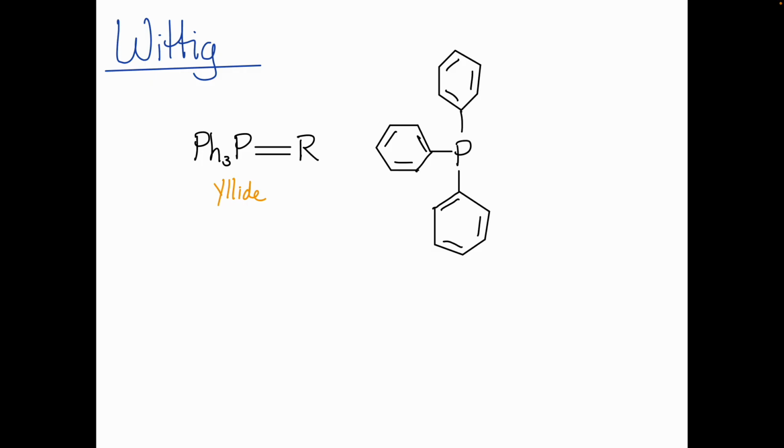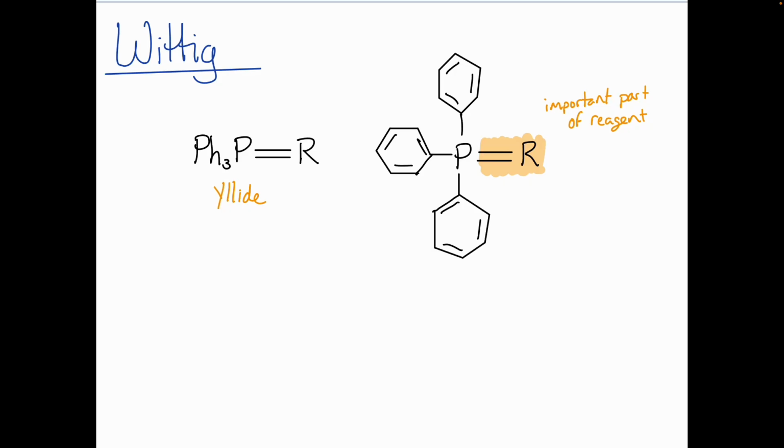Which is pretty interesting, but importantly, that's not what's going to be involved in the reaction. It's this double bonded alkyl group here. All right, this is what's going to be important for our reaction. This is the important part of our reagent here. All right, that R group just standing for some alkyl group that is double bonded to that phosphorus in our ylide.